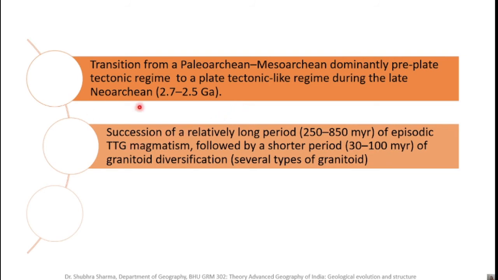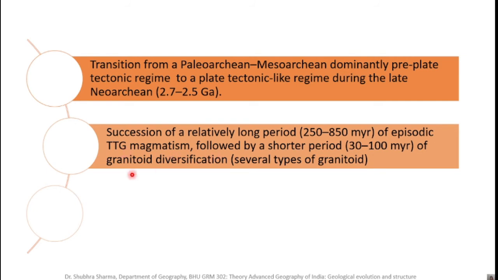Also, another important fact about the Craton is that most of the Cratons are formed over a very long period, about 250 to 850 million years. And how were they formed? Largely by the episodes of TTG magmatism. So volcanic activity, which was dominated by TTG type of magma.